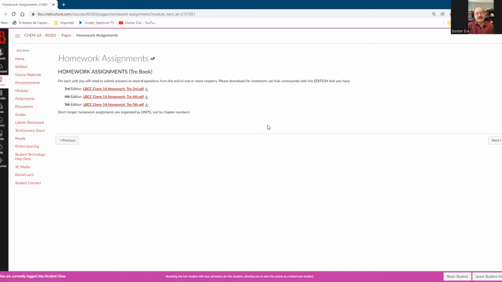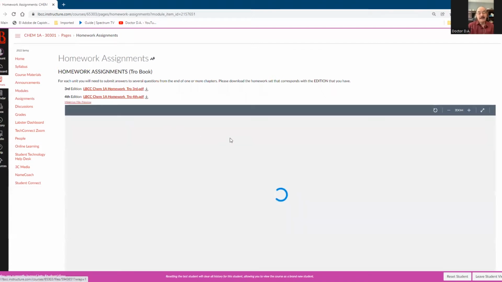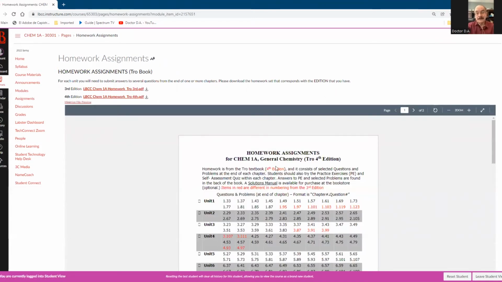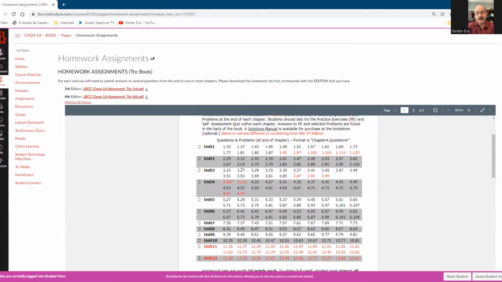Homework assignments, this is super important. You may have the 3rd or the 4th or the 5th edition of the book. It's very important that you do the homework assignments that correspond to your edition of the book. So for example, over here, let's say that you have a hard copy of the 4th edition of Chemistry, a Molecular Approach by Tro.